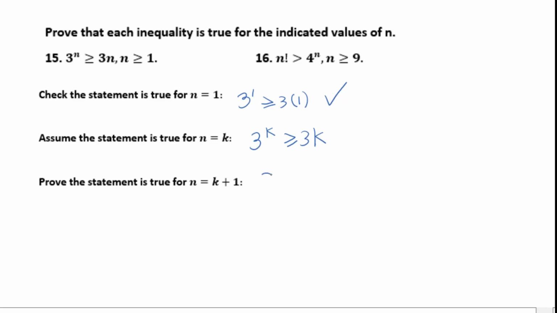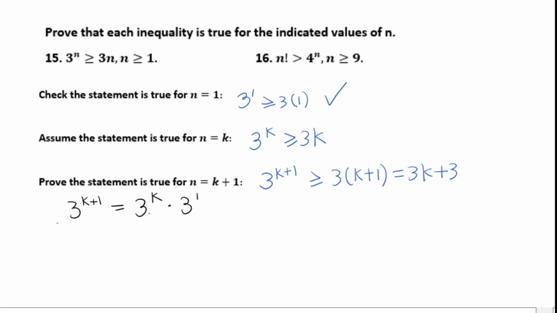We want to prove 3 to the k plus 1's power is greater than or equal to 3 times k plus 1. This is 3k plus 3. So we get started from 3 to the k plus 1. Separate first: 3 to the k times 3 to the first power. The reason why we separate is because we can create 3 to the k's power, and we can use this inequality.